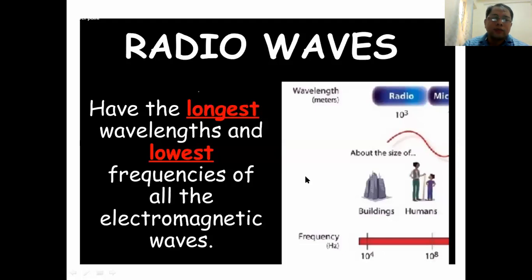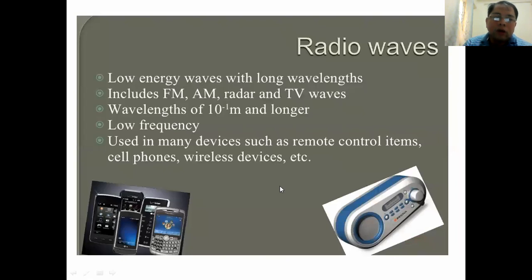Now the radio waves are those with the longest wavelengths but with the lowest frequency. Its frequency is so low because the wave is very long. For you to create one complete wave, it takes some thousands of meters. However, this is a useful wave for communication. These are low energy waves with long wavelengths, and we hear words like FM, AM when you listen to your radio.